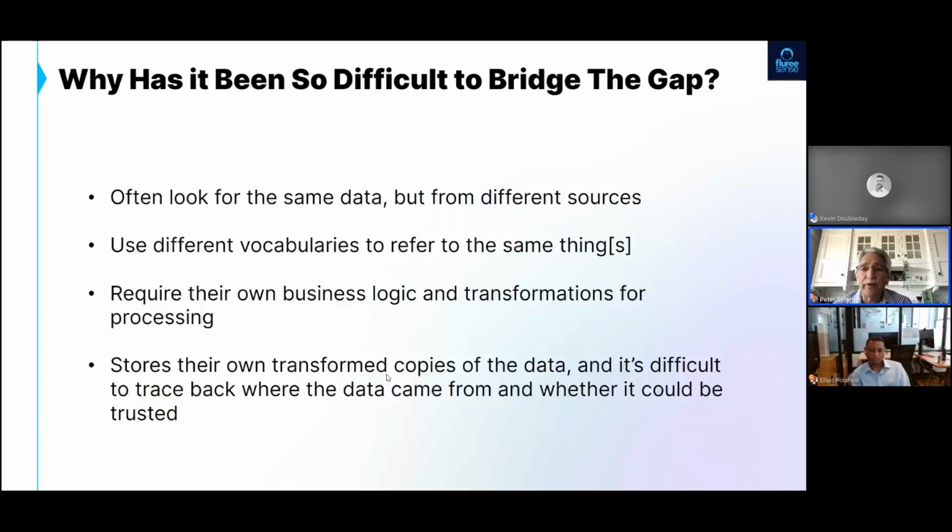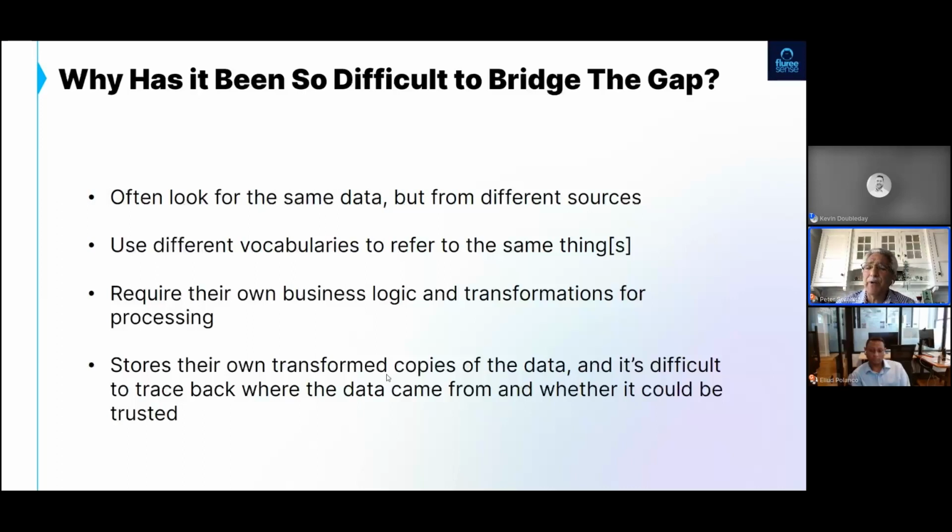They do, of course, all require their own business logic and transformations, because they're doing different things, right? One is analyzing the past, and they want to calculate cash flows, or even calculate future cash flows, and they may use a different algorithm than risk would, because risk may add different parameters to understand possibilities of risk, both worst case and best case and things like that.